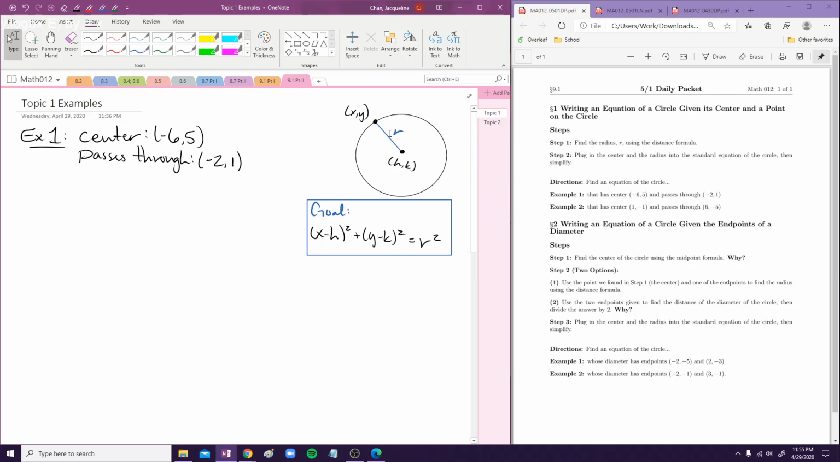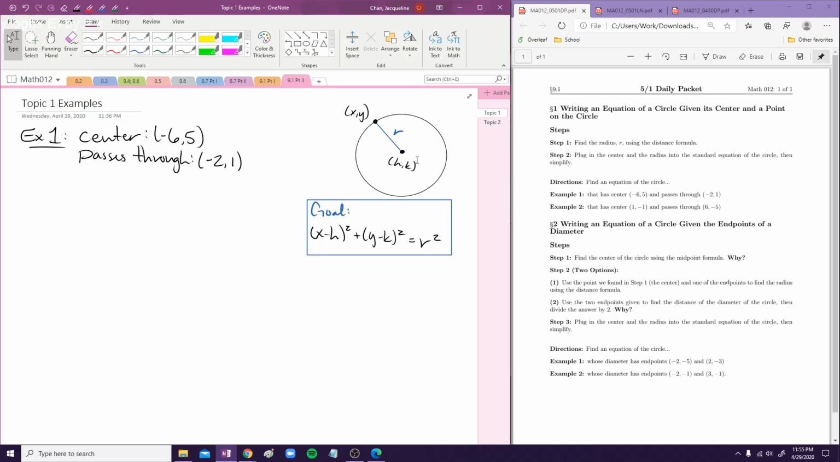So how do we find r? We're going to find r by using the distance formula. Why? Because we're given 2 points, and r is the distance between those 2 points. So to find r, we're going to be using the distance formula. And then the second step to find the equation, we're just going to plug in the center and the radius, and then we're going to simplify. All right, let's do some examples.